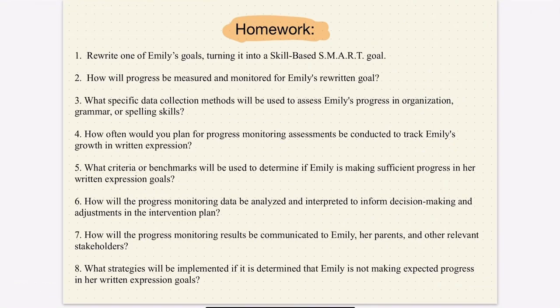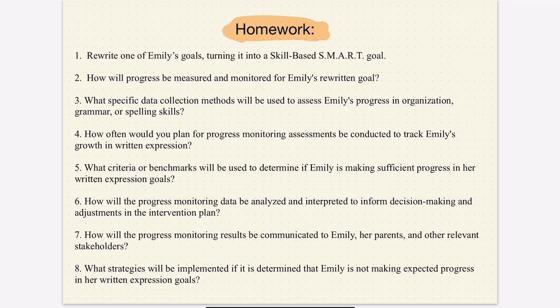We have 3 goals that we were given for Emily, but we want to turn one of those goals into a skill-based SMART goal. So question number 1 is we need to rewrite one of Emily's goals, turning it into a SMART goal. Question number 2 is with that goal that we changed, how will we progress monitor that goal? So once we wrote a goal and we have this new objective, how are we going to be able to measure it? Question number 3 is how are we going to collect data on that goal?